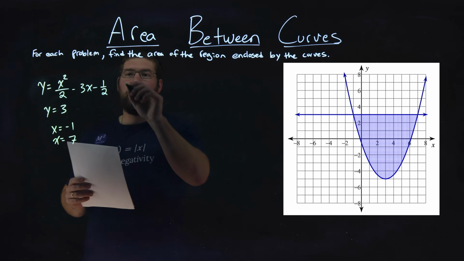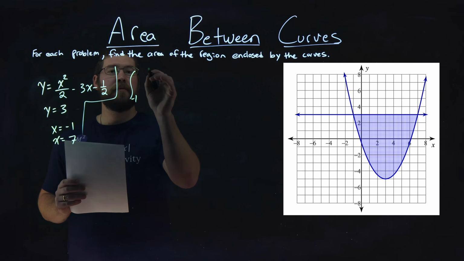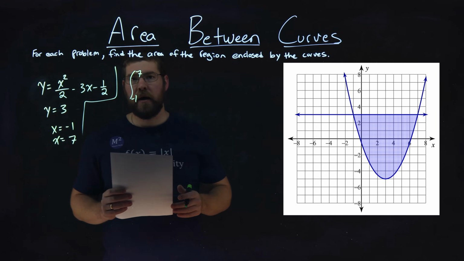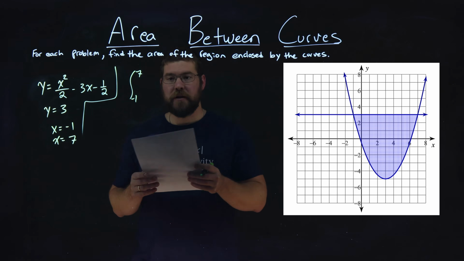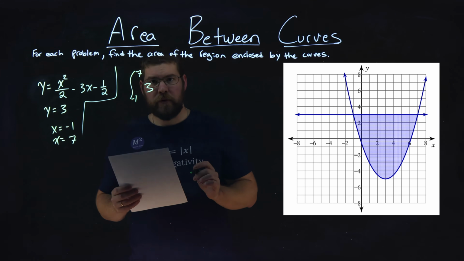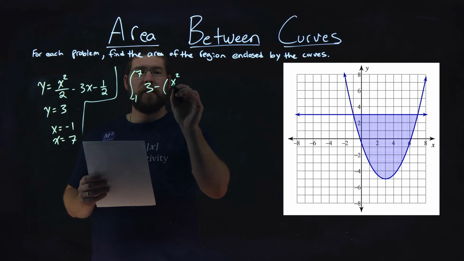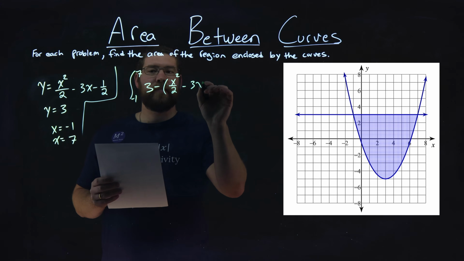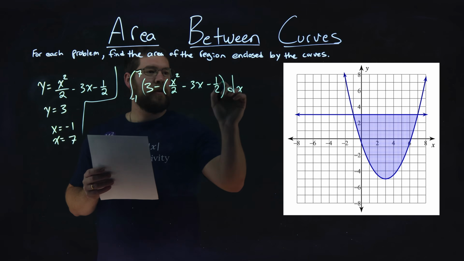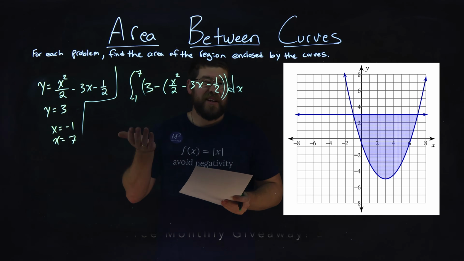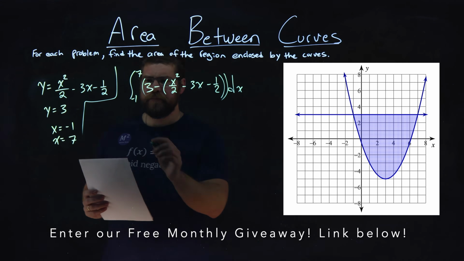So with that being said, we need to create our integral from our lower bound -1 to our upper bound 7. We want to integrate and we want to have the top equation first. The top equation here being 3, minus the second equation, the bottom equation, x squared over 2 minus 3x minus 1/2, dx. We set up this integral now where we can just solve it and get our answer. The hardest work is just setting it up.